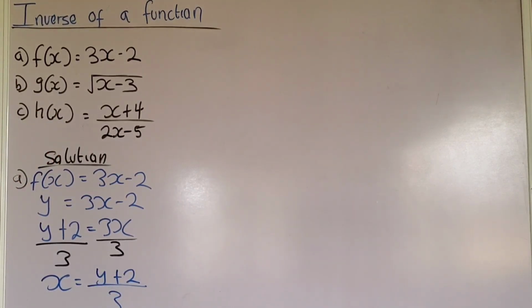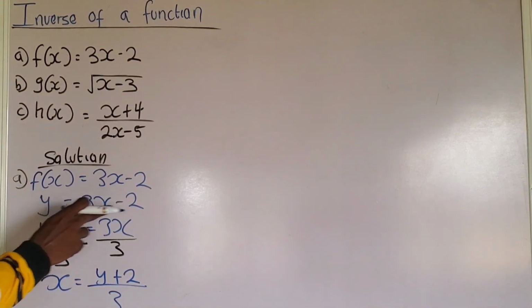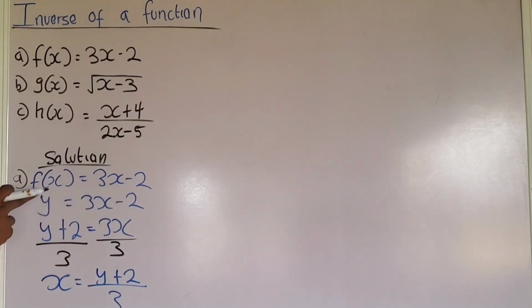Now, when you get to this point, having made x the subject of the relation, you have to replace x with y and y with f(x). You understand? This is what I mean. You know that here I said let y be equal to 3x minus 2. Y here signifies f(x). So now in this expression, I'm going to replace the y that I have here with x.